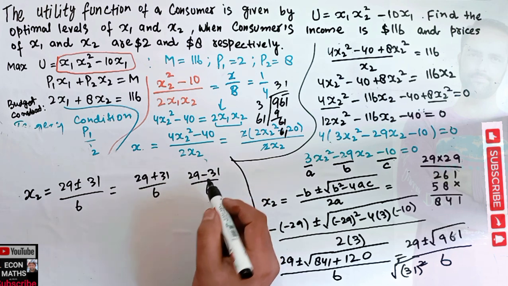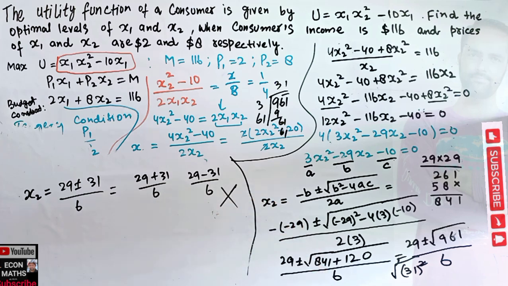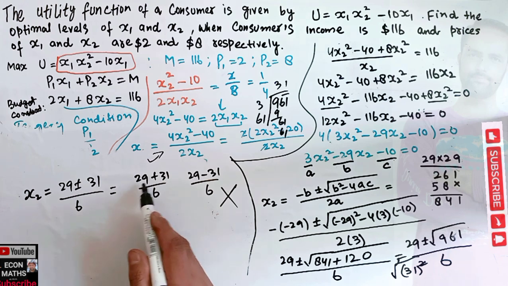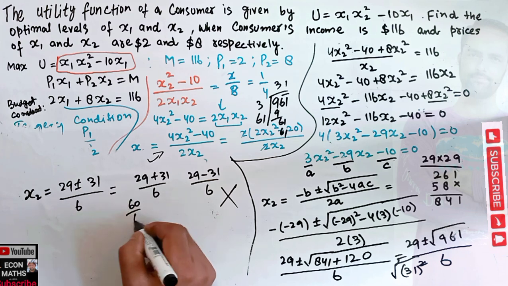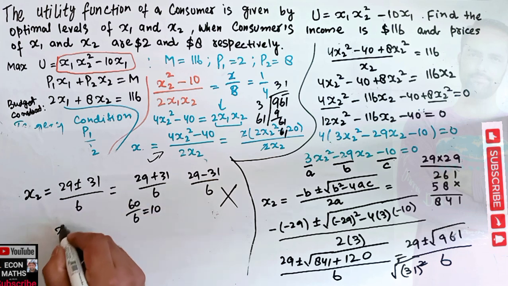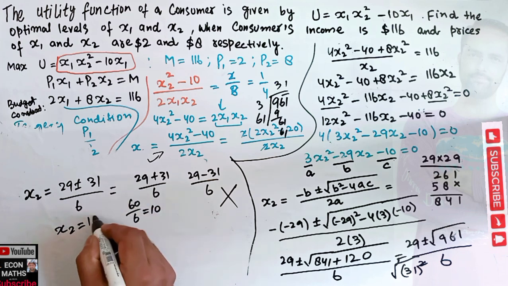29 minus 31 comes out to be a negative number. We will not use this value here. This is the positive one, which will be our choice variable here. So 29 plus 31 is 60 upon 6. We get 60 upon 6 comes out to be 10. That means the optimal value of x2 will be 10.